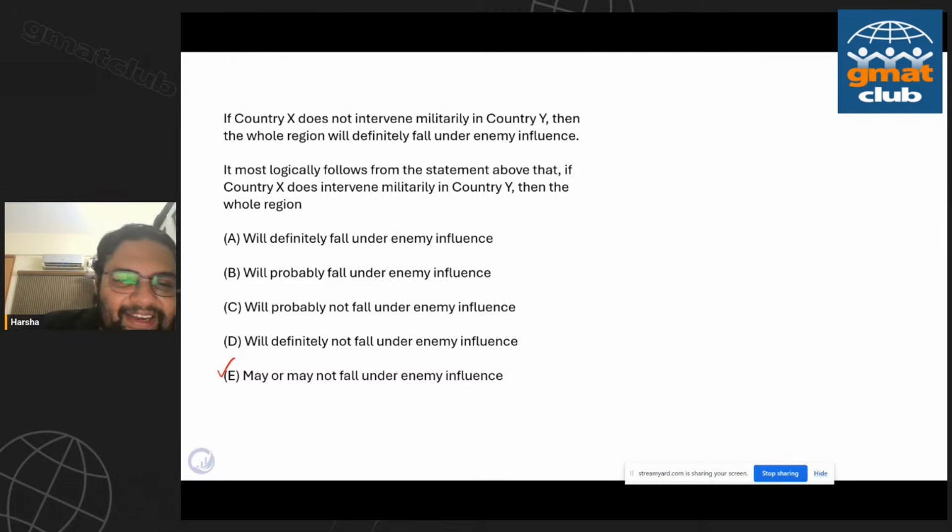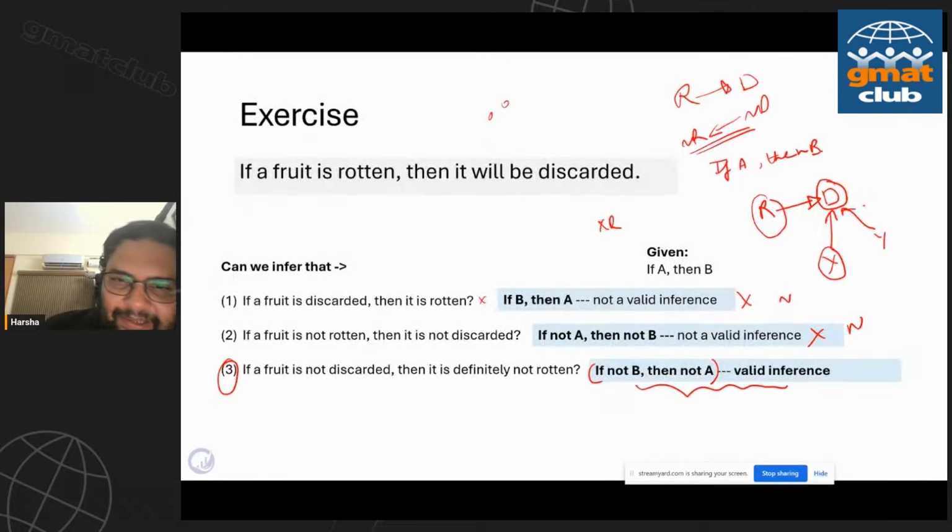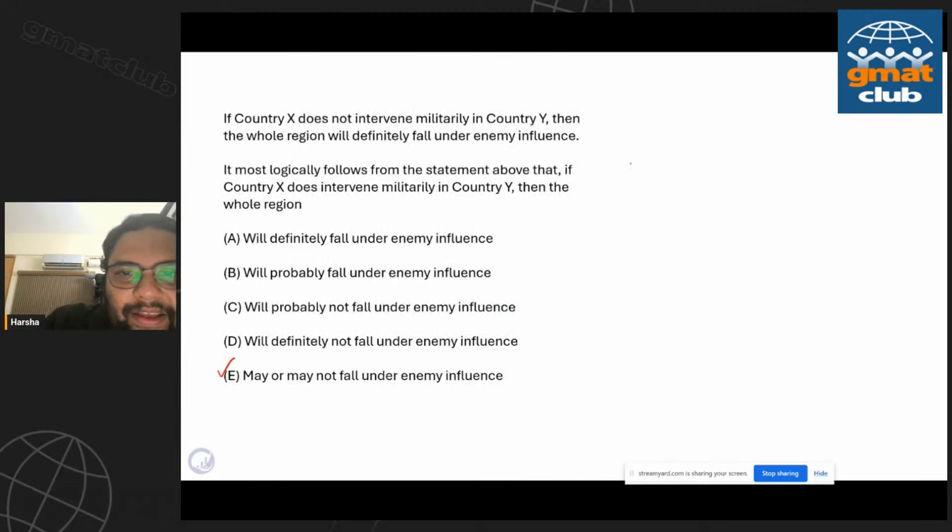The idea is it's actually an application of what we just did, right? What do I know? If the country does not intervene militarily, we are given the not scenario. If the country does not intervene militarily, then this entire region is going to definitely fall under enemy influence. This is what is given to us. And again, think about the other group, because that's what the question is asking you. What happens if the country actually intervenes militarily?